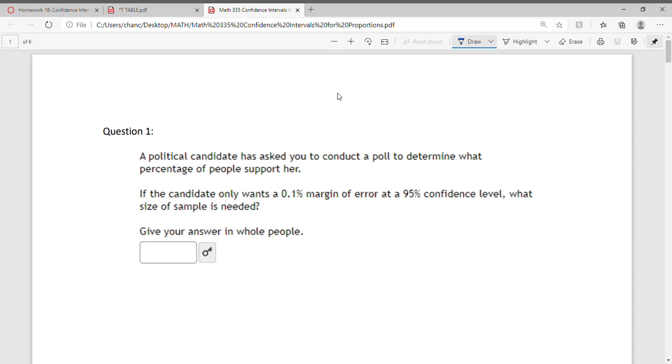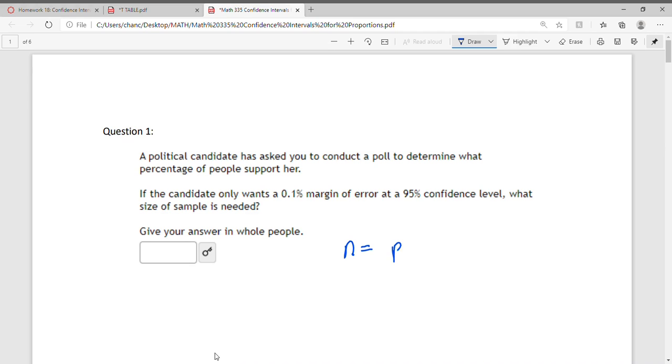Question 1. A political candidate has asked you to conduct a poll to determine what percentage of people support her. If the candidate only wants 0.1% margin of error at a 95% confidence level, what size of sample is needed? We will need to use the following formula.